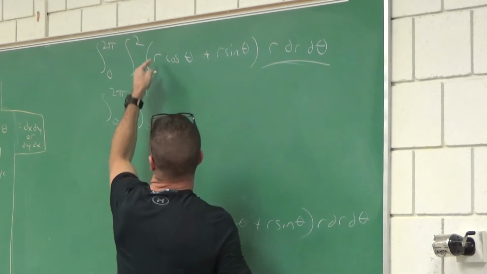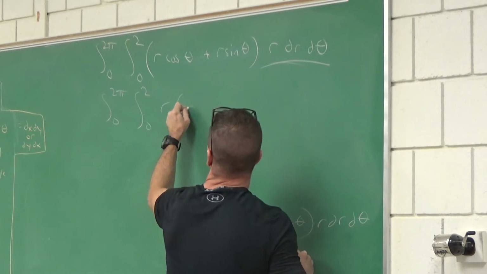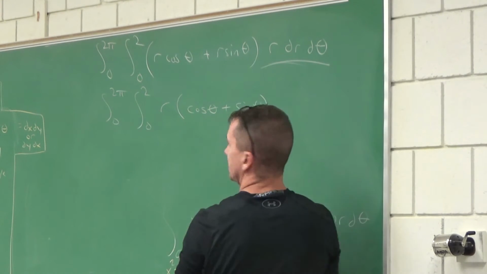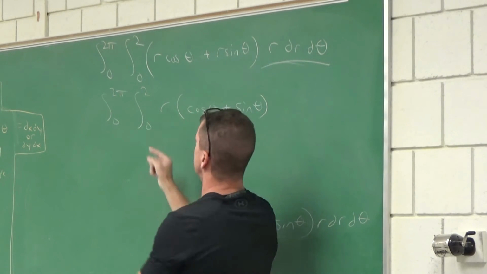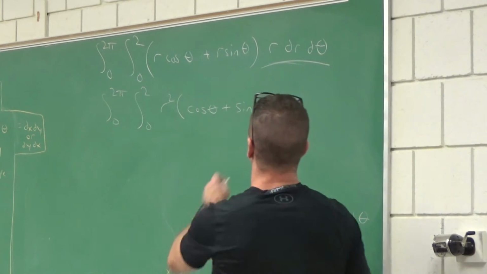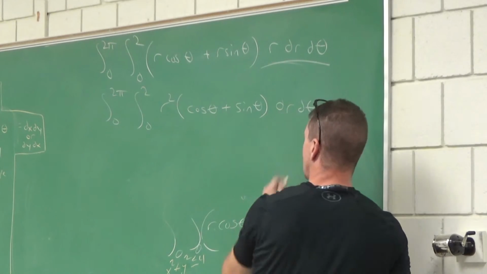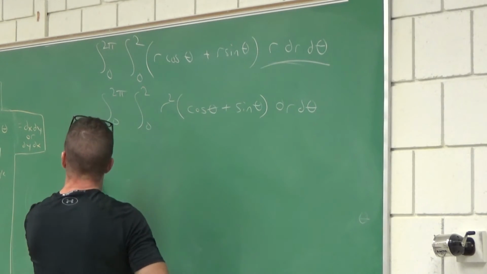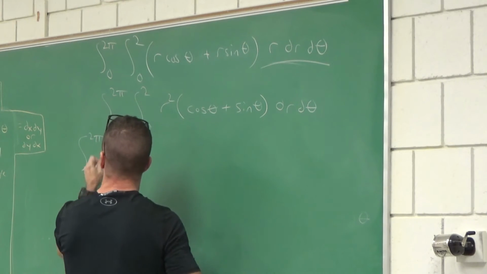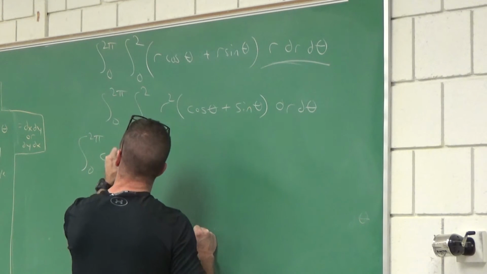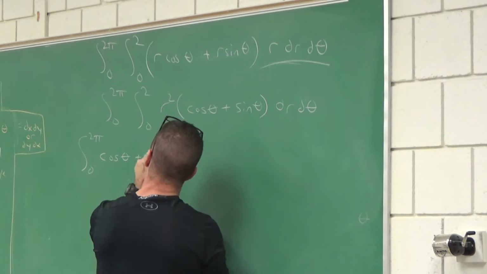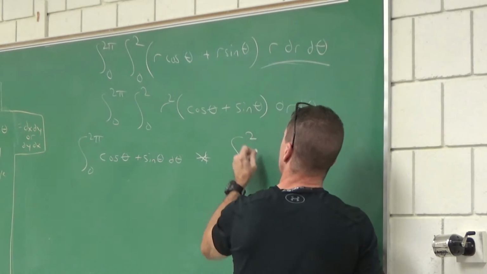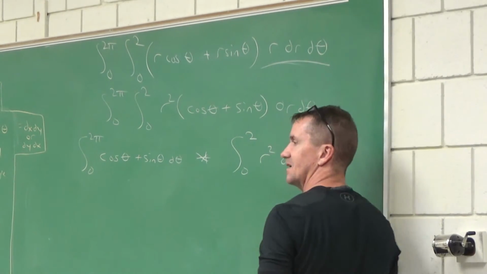That's how I would approach this problem. You factor out an R, what do you have in the parentheses? Cosine theta plus sine theta. Now I can multiply this R to this R, and what do you get? R squared. So then I am going to split this up. I just think it'll be easier. I'm going to do 0 to 2 pi of cosine theta plus sine theta d theta, and I'm going to multiply that to the integral from 0 to 2 of R squared dr.